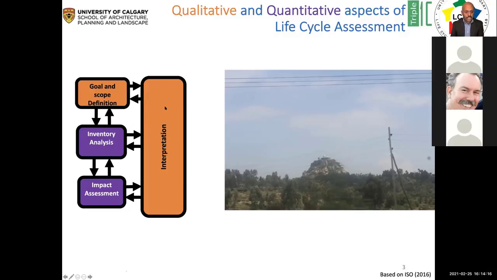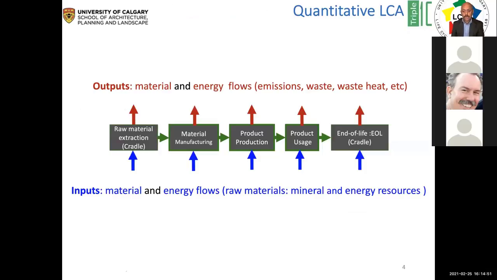But as you can see, the two-way arrows show that it's not a linear process. It's not like you start with goal and scope definition, and after 3 months you are done with the interpretation. Every time you do a study, it's an iterative process. You go back and forth to modify and update, based on knowledge that hopefully increases during the work, but also based on data availability, changes in scope, and so on.